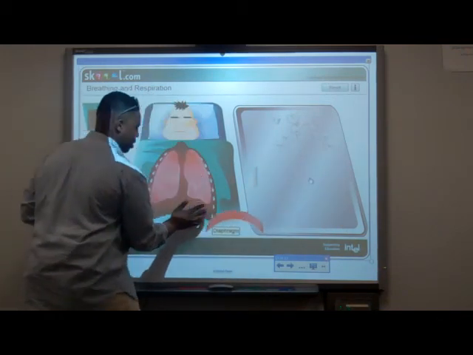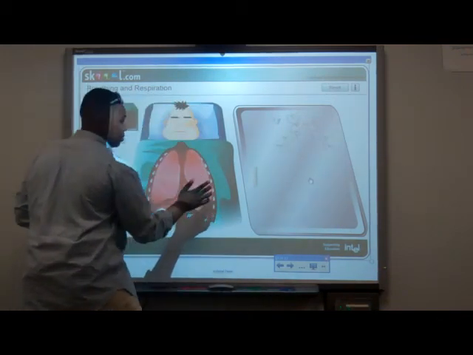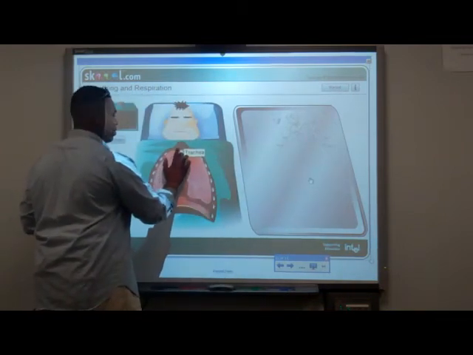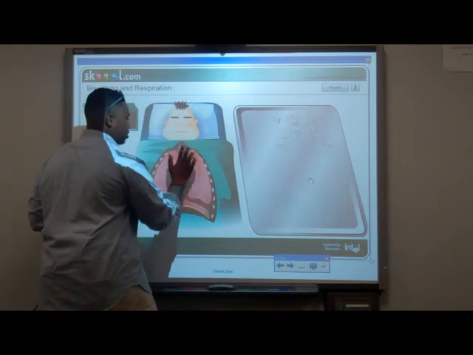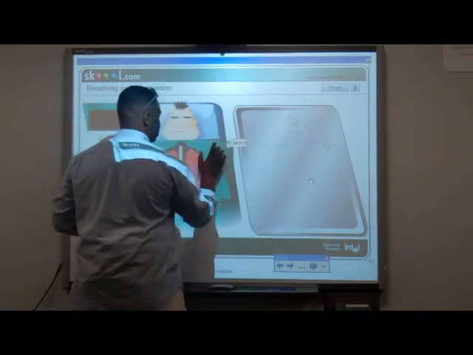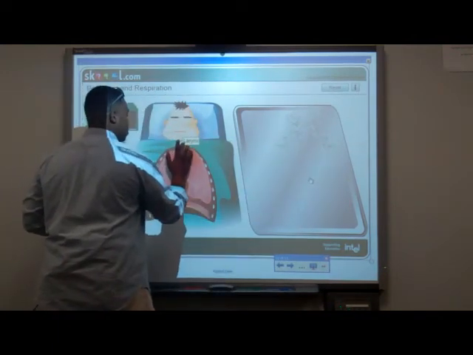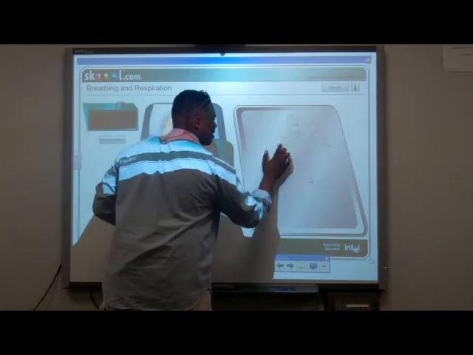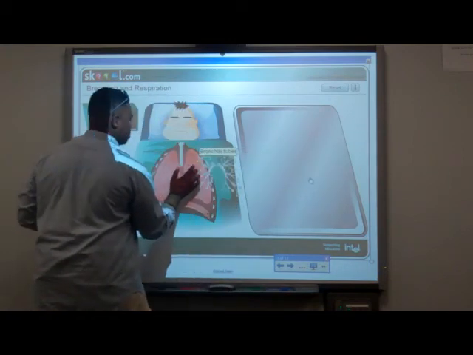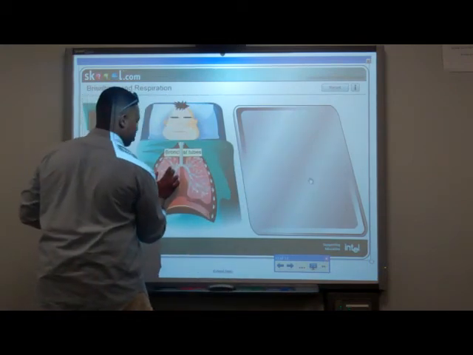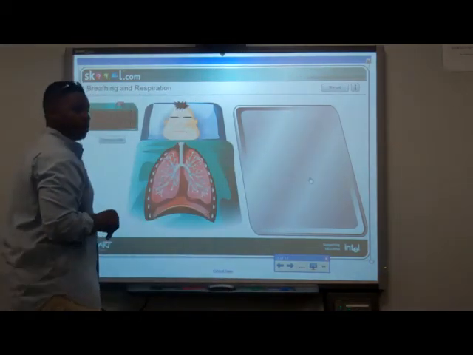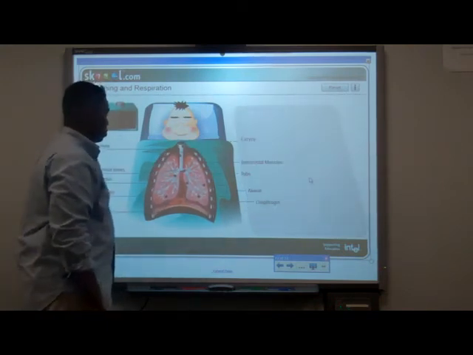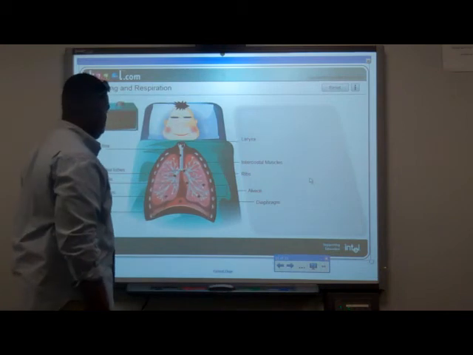The diaphragm is right here. What does the diaphragm do? Helps push the air in and out. Yeah, the lungs. Trachea. I think he forgot to put the larynx right here, right? We'll see. Tubes right here. All right, let's see if Keelan can resuscitate. Yay! Keelan resuscitated the guy.